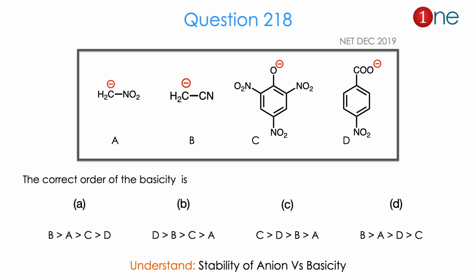From the 4 different anions and the question of order of stability, you have to understand the question is really about stability of anion versus basicity. The answer is D. Let us see how.